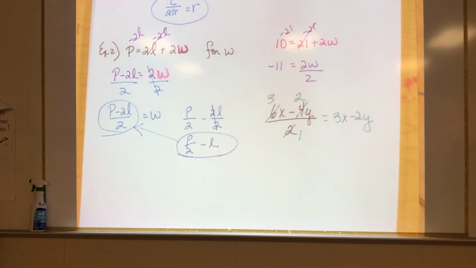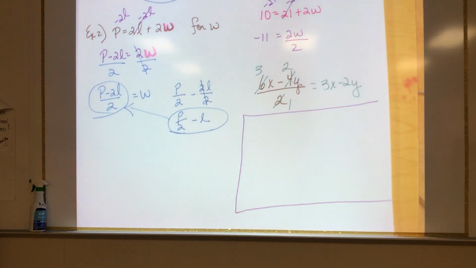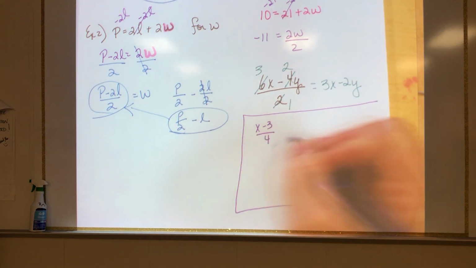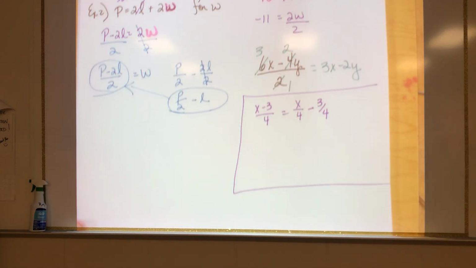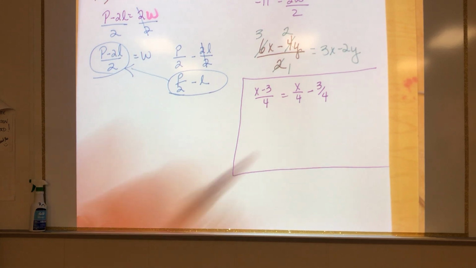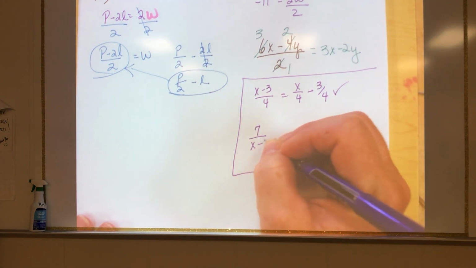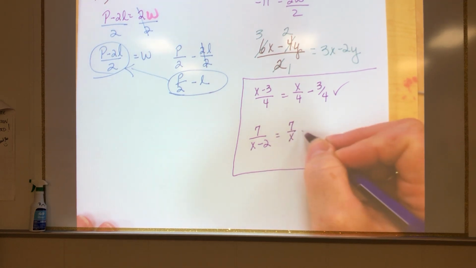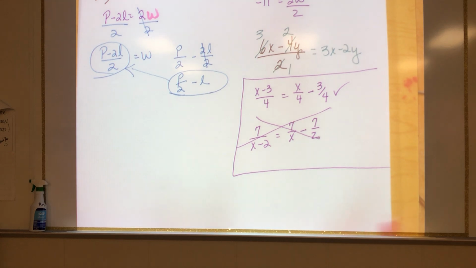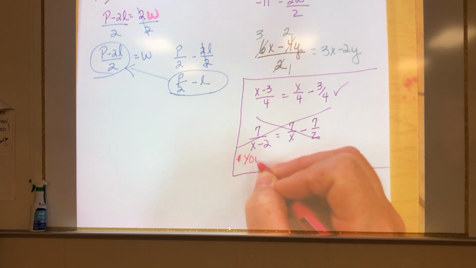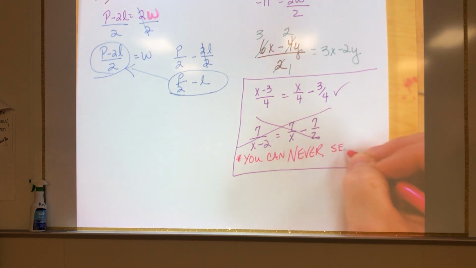But let me make sure you understand one thing. This is very, very important. I'm going to go over here, chase a little rabbit. So x minus 3 over 4, is that equal to x over 4 minus 3 over 4? Yes, we just did it right there. What about this? 7 over x minus 2. Is that equal to 7 over x minus 7 over 2? No. So here's the big thing that you need to know. You can never separate a what? Denominator.